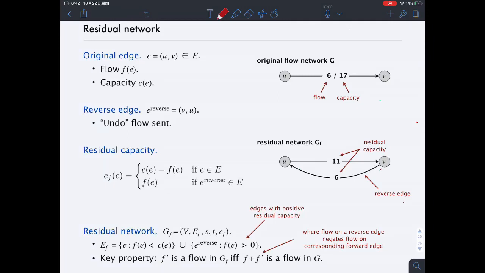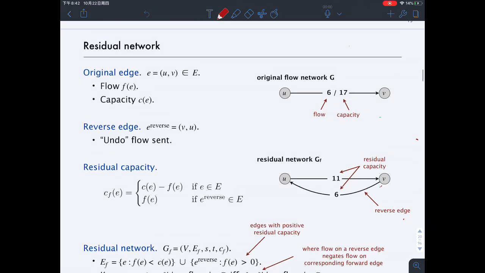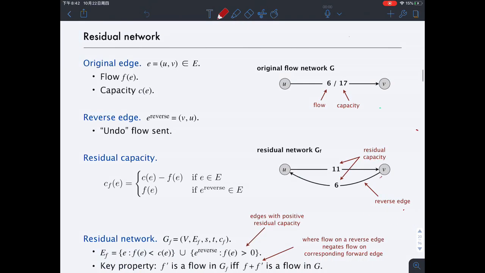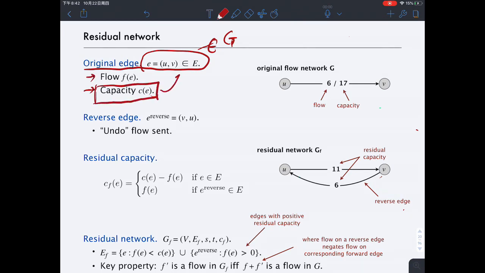So now let's switch back to the slides and go through the treatment of the residual network. It's exactly repeating what we were talking about. Look at any original edge as part of the input graph. There are two pieces of information. The first is the capacity of the edge, which is given from the very beginning as part of the input. The second is what our flow looks like at this moment, that is, how much capacity we have used in our current solution.